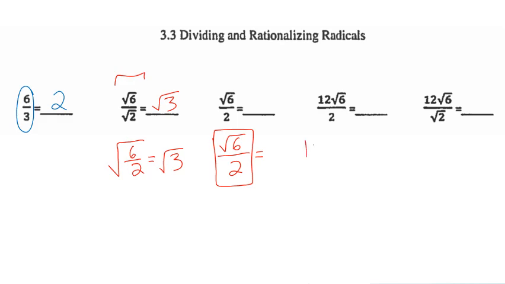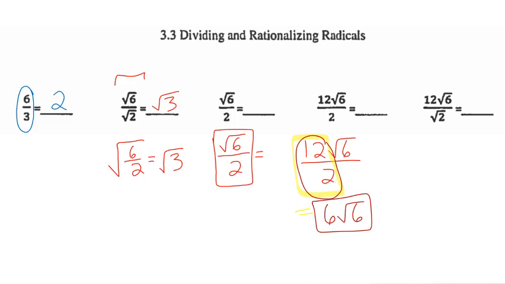For the fourth one, anything in a radical can divide something in a radical. Whatever's outside can divide each other. So the 12 and the 2 are both outside the radical. They can divide, but the 6 can't really do anything, that radical 6. So the radical 6 stays there. 12 over 2 is 6. So our answer for that fourth one would be 6 root 6.